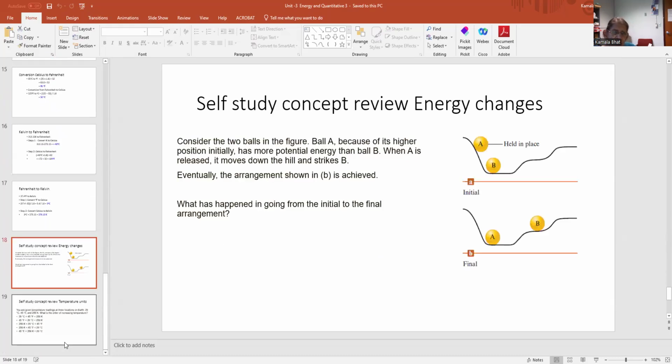And after that, we come to the self-study concept. Here is where you will use your energy concept and the law of conservation of energy to find out and explain what has happened in going from the initial to the final value. Two balls are held in place, and then you can see the changes that take place. All remaining questions are for self-study, and there are not many.